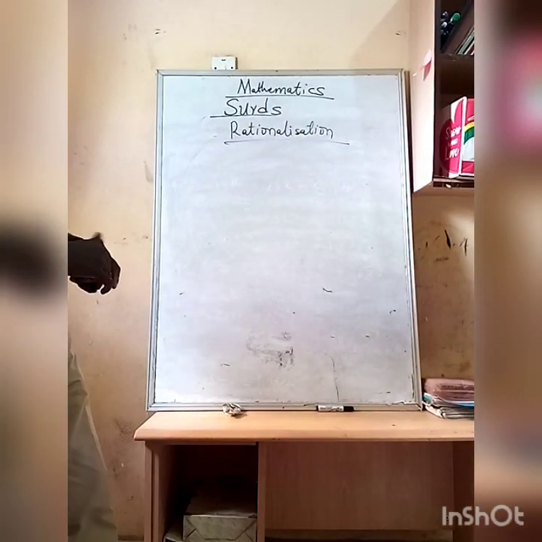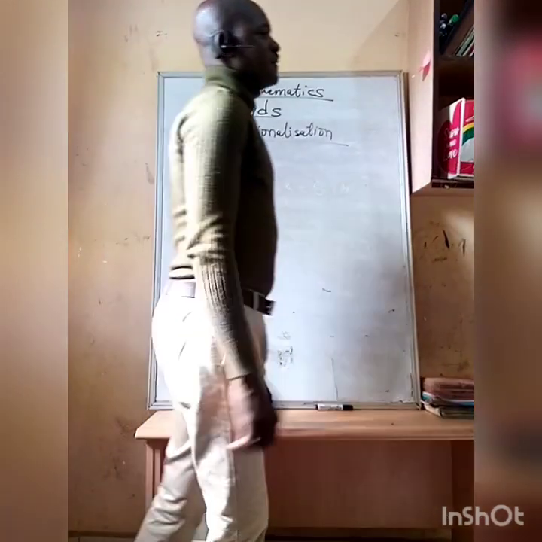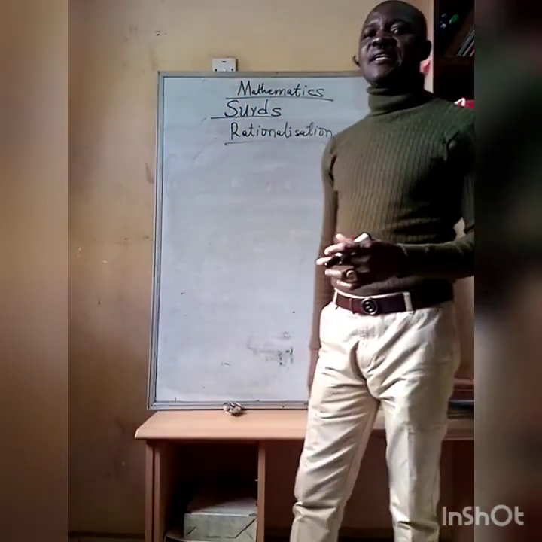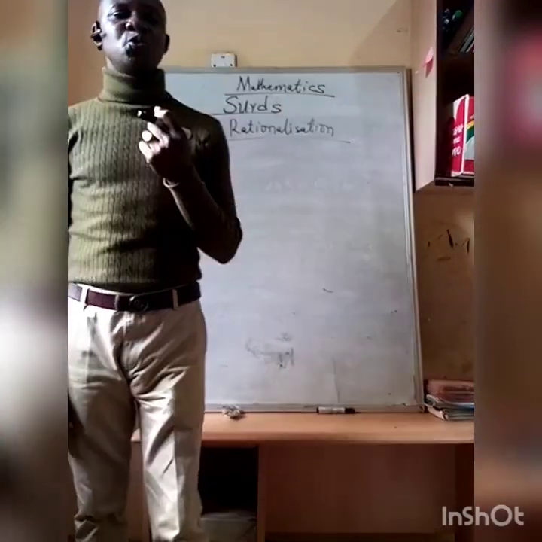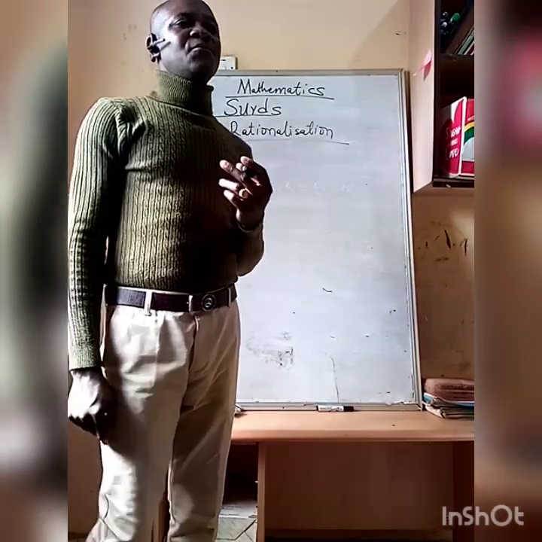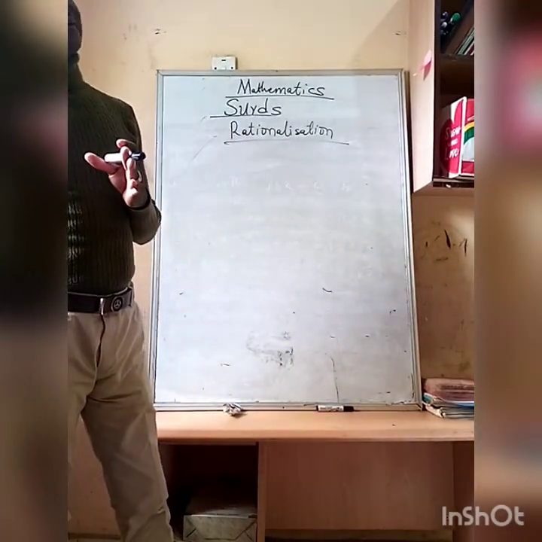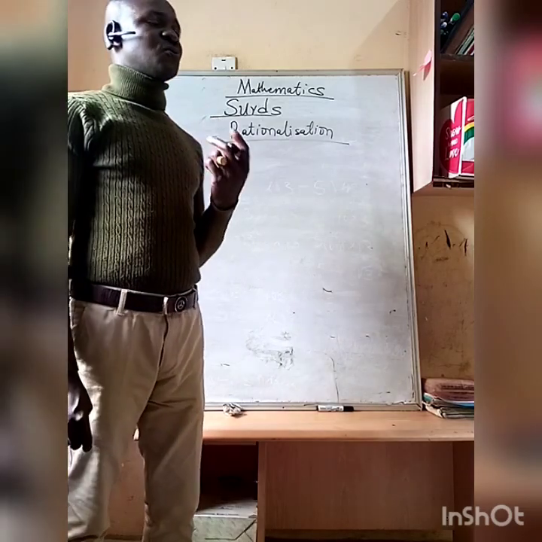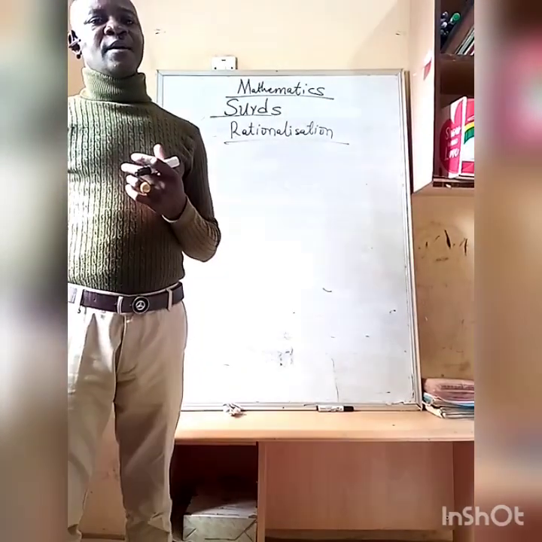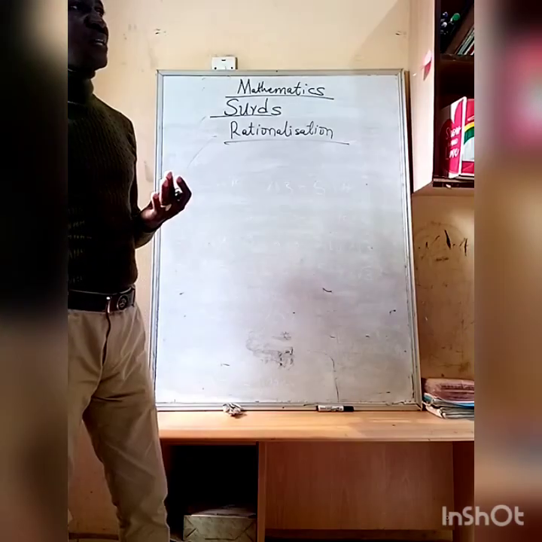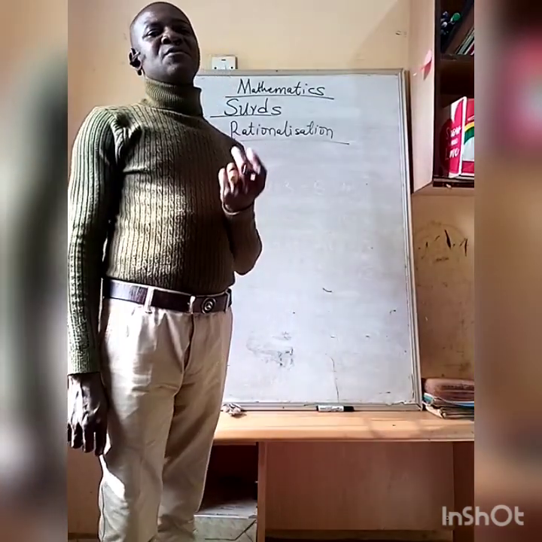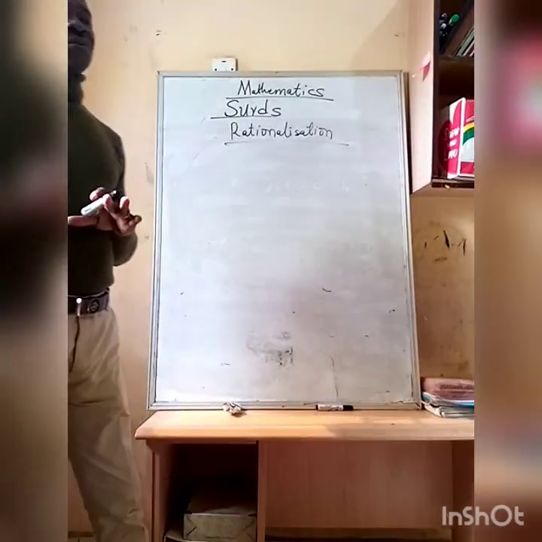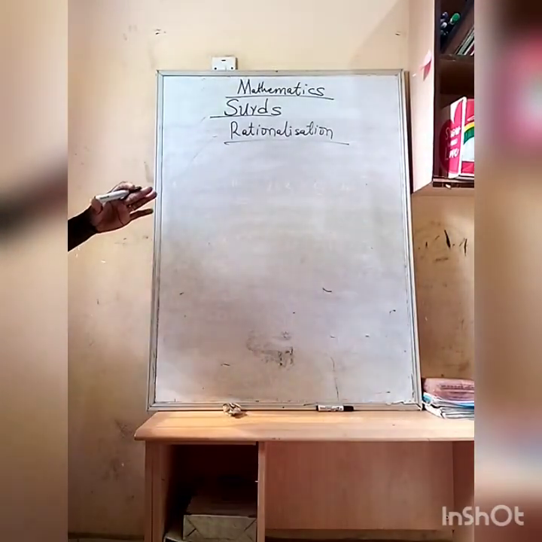There's what we call rationalization, and there's what we call rational numbers. Generally, rational numbers are numbers that can be expressed as ratios of two integers. Say for instance, 25 can be expressed as 50/2. It can be expressed as 100/4. It can be expressed as 25/1. No confusion.